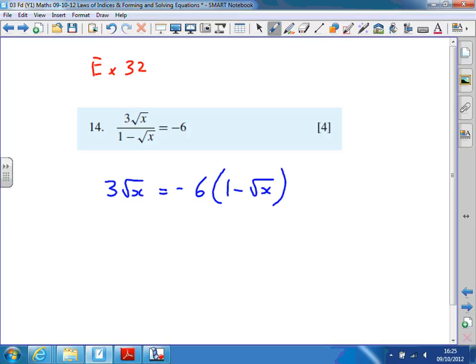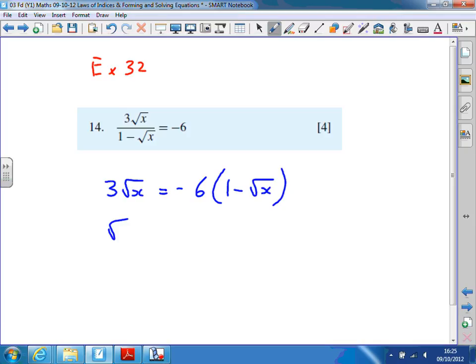I can either multiply out the bracket, minus 6 times 1 and minus 6 times minus the square root of x, or I could divide both sides by minus 6. I'm going to choose to do that. Divide both sides by minus 6. I get 3 over minus 6 is minus a half. Let's think again about that. It will work, but let's try and avoid fractions. That would just introduce another fraction. So multiply out the brackets.